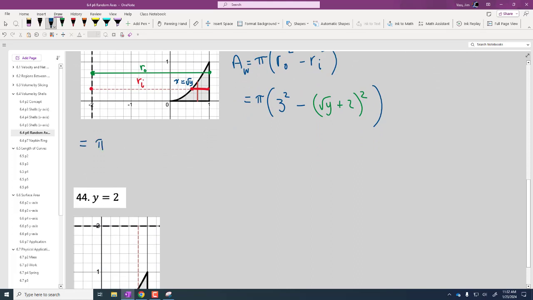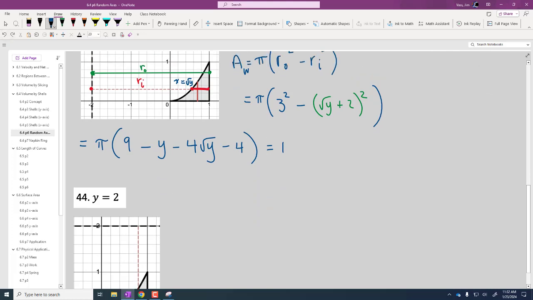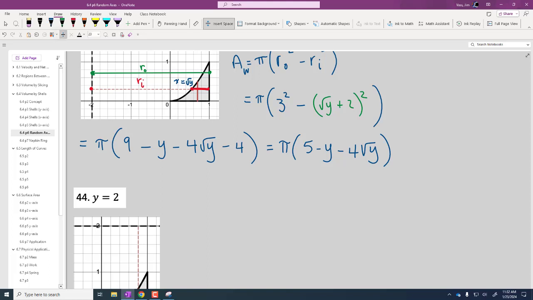Okay, so pi multiplied by 9 minus, FOIL this out and we get y minus, so the inside here, a times b doubled, so that's 2 root y doubled is 4 root y, and then distribute the minus sign. And then square the last, we get 4, distribute the minus, so we get -4. So there is the area of our washer, so pi multiplied by 9 minus 4 is 5, so 5 minus y minus 4 root y. Good.